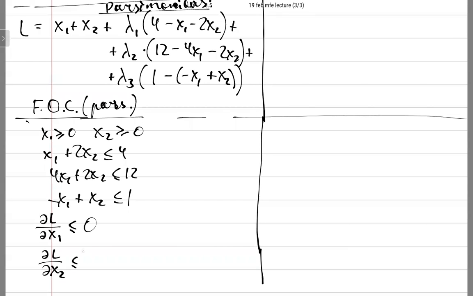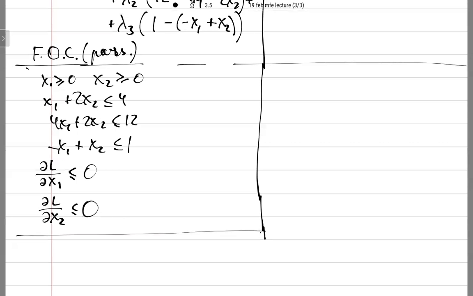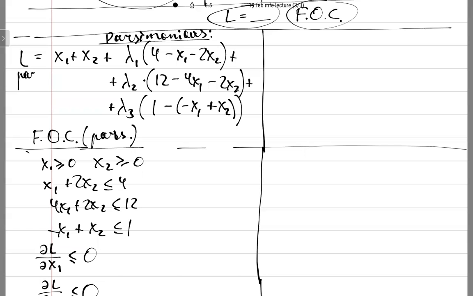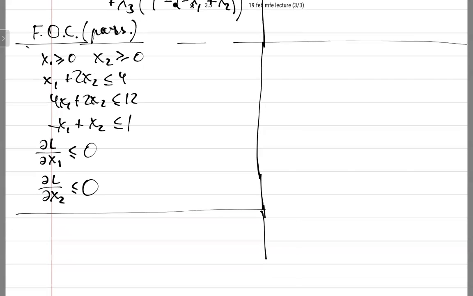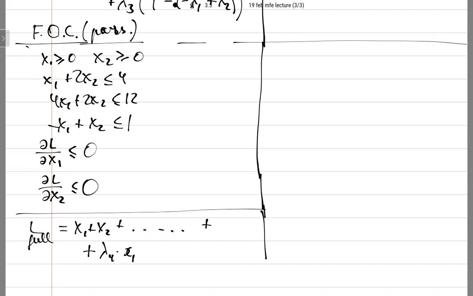Could you please explain once again why it is not equal to 0 but less or equal? Okay, I will do it quickly. So there's a parsimonious version of the Lagrangian function. If you have the full version of the Lagrangian function, it will be the same plus you will have to introduce lambda 4 times x1 plus lambda 5 times x2.